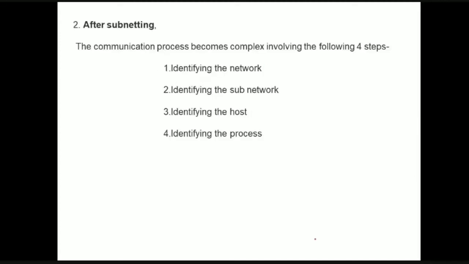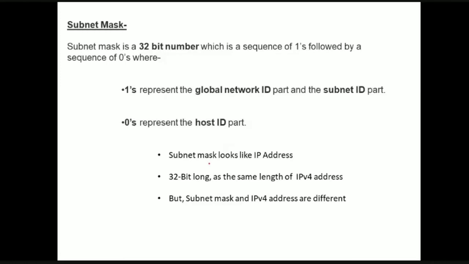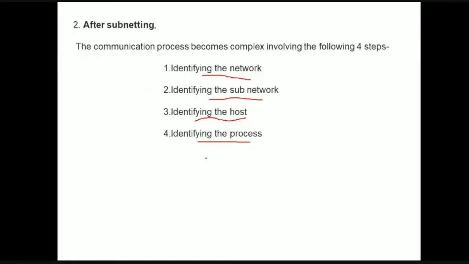And after subnetting, what happens? The communication problem becomes very complex. If it is a single network, then the communication will be to the single network ID. But if we have divided the single network into more networks, first of all, it has to take time to identify the network, and then it has to identify the subnetwork, and again in that subnetwork it has to identify the host, and in that host it has to identify the process, right? So this is the drawback of subnetting. So these are the drawbacks. Okay. So with this, we have completed the concept of subnetting.